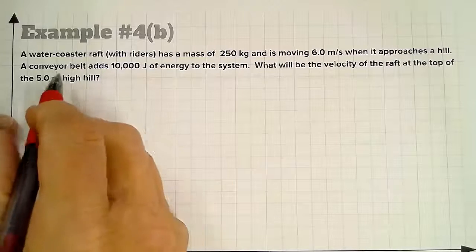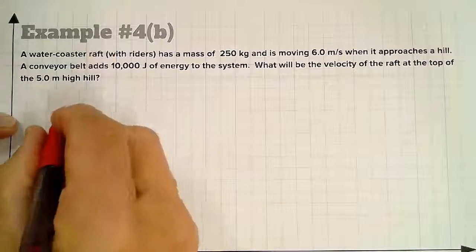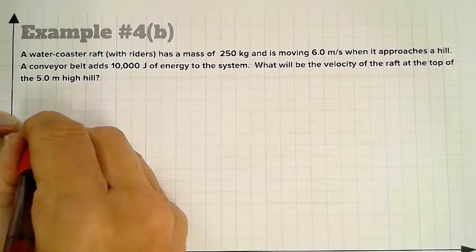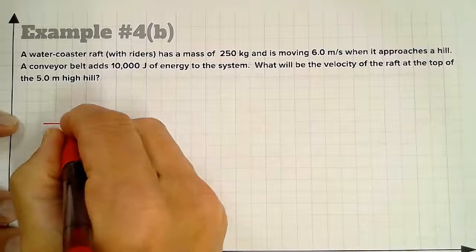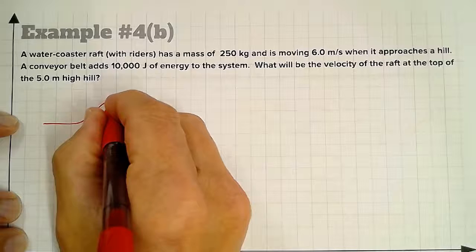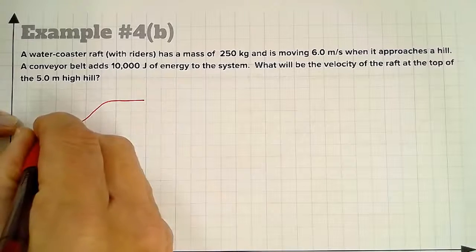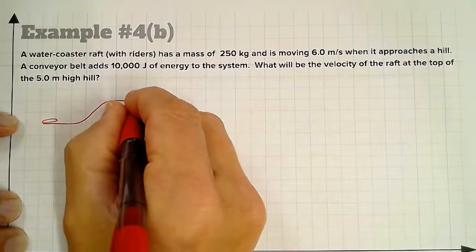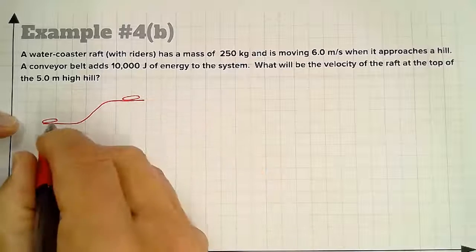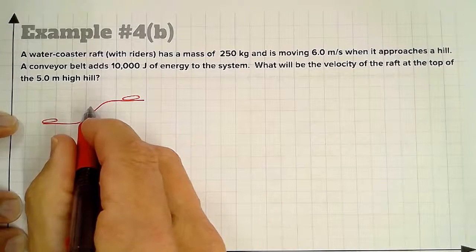Okay, so the last problem involves a water coaster. So think Wildebeest at Holiday World. It's zooming along, and it reaches a hill, and it needs to go up the hill. So here's my water coaster, and it needs to go up the hill, and it doesn't have enough energy to get up the hill on its own.